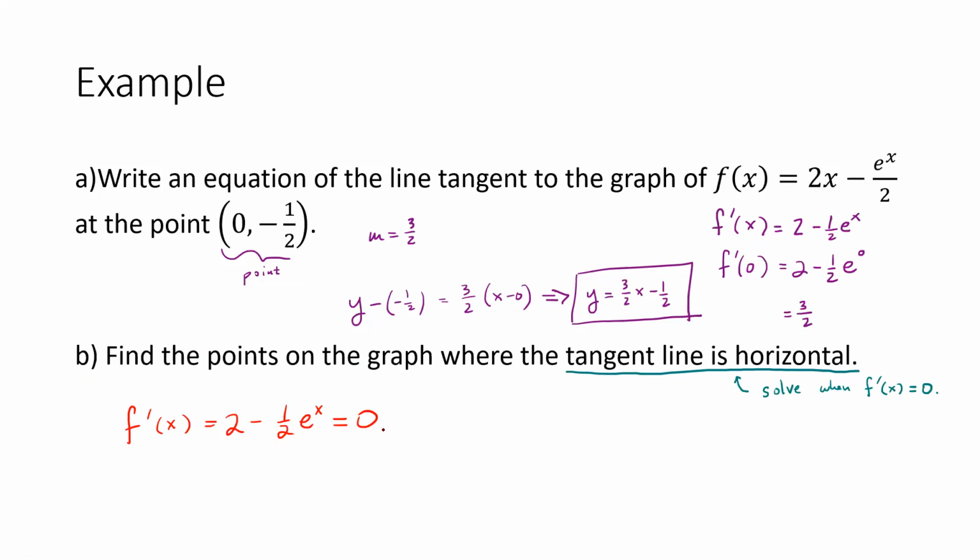Notice here, I can move some stuff around. So I'll subtract the 2 and then multiply or divide by the negative half. So I get e to the x equals 4 when I do this. So just moving some stuff around, I solve for e to the x, I get e to the x equals 4. So what's my solution for x going to be?